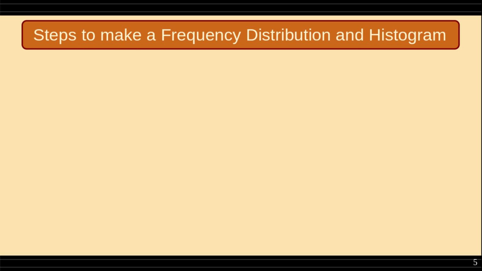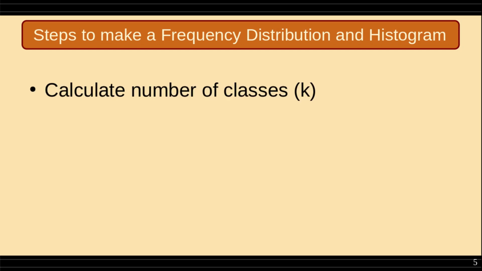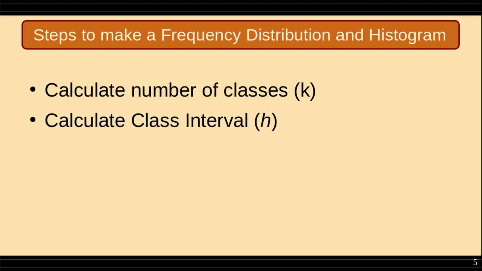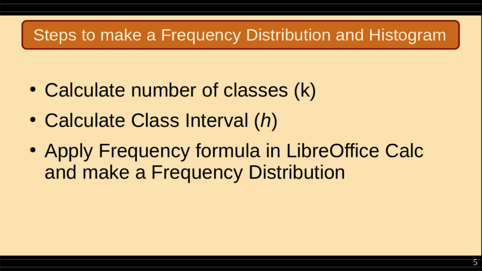So how to make a frequency distribution? A frequency distribution and histogram can be made by following these steps. First, calculate the number of classes. The number of classes is usually denoted by the letter K. Then calculate the class interval. Class interval is usually denoted by H.